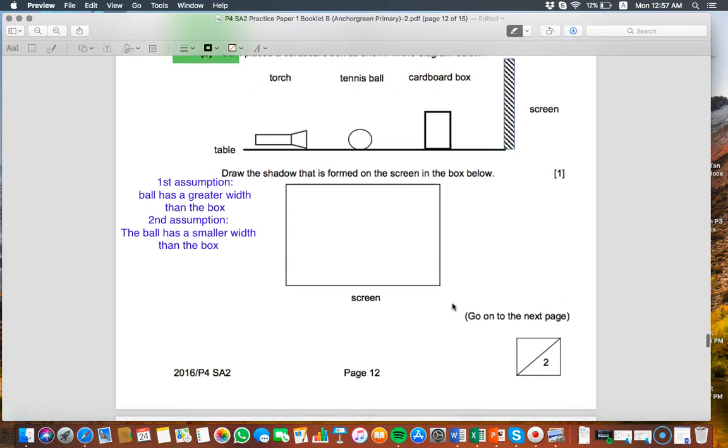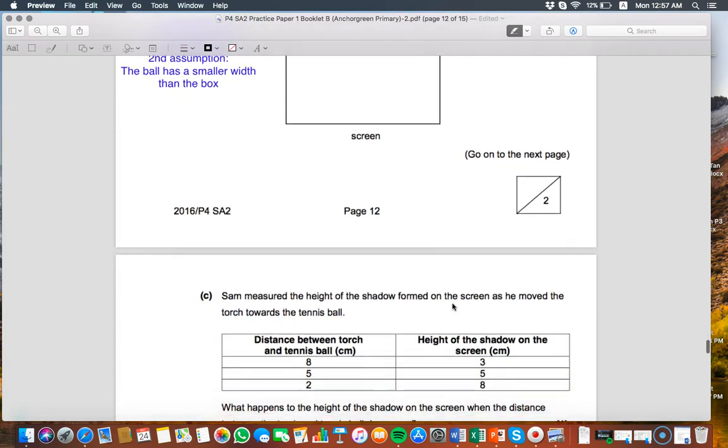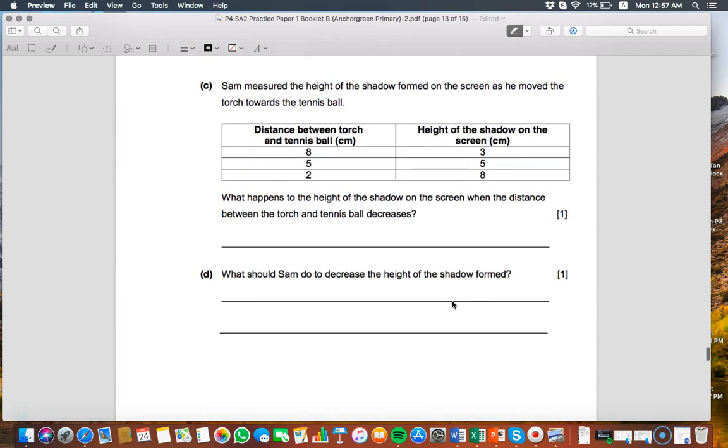Okay, let's move on. Sam measured the height of the shadow formed on the screen as he moved the torch towards the tennis ball. What happens to the height of the shadow on the screen when the distance between the torch and the tennis ball decreases? So basically, they want you to form a relationship between the left column and the right column. So it's very simple.